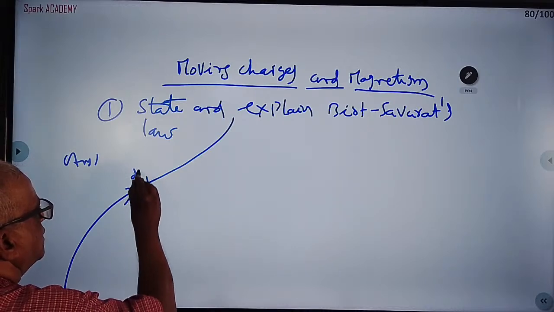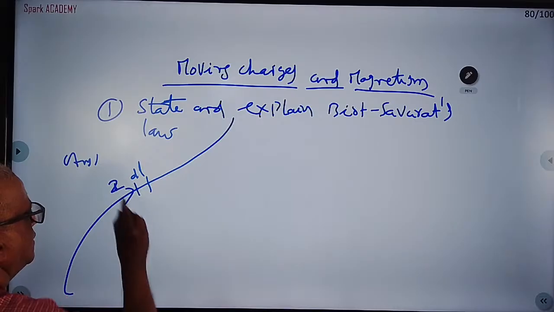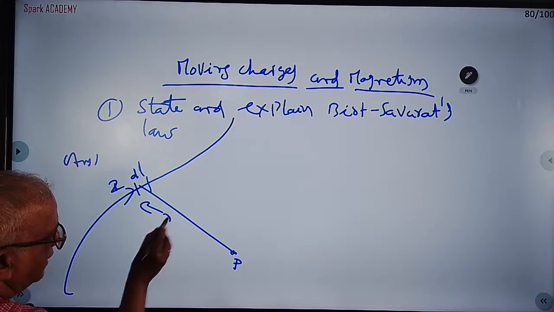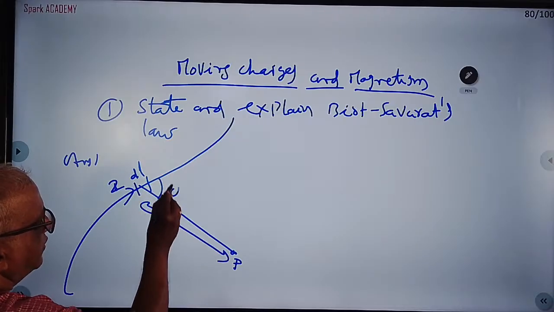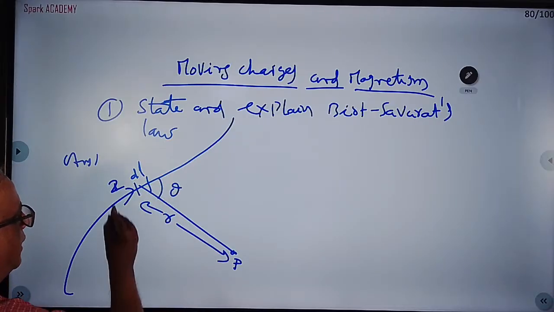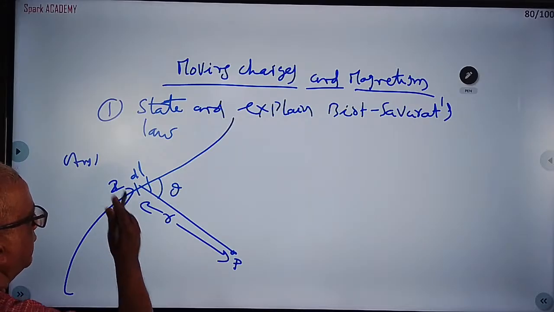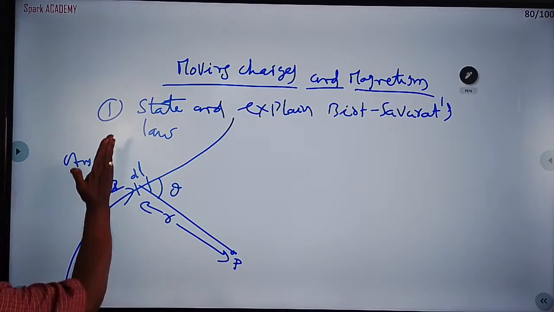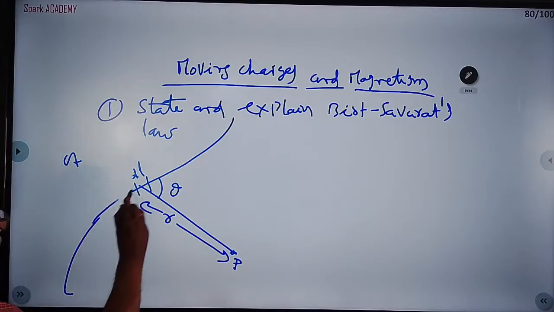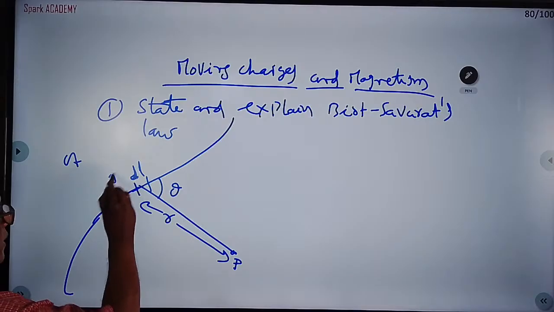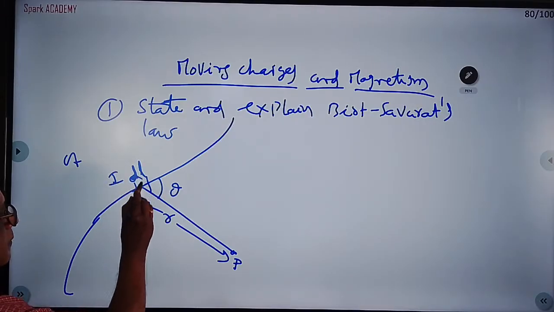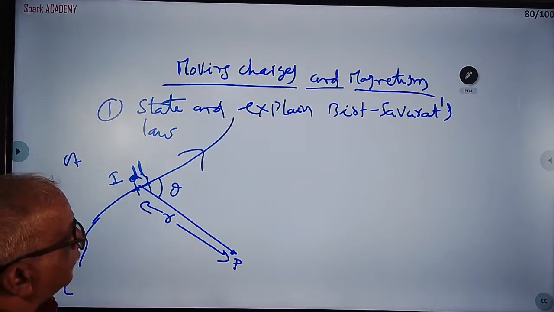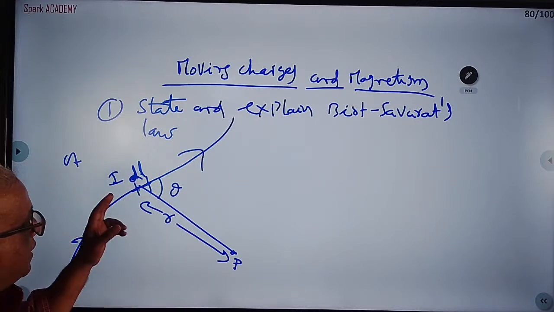Consider a current element dl. This is the current carried, and at a point P you select a point at a distance r. The angle between them is theta. I am taking the current element Idl, a small element dl, of a wire carrying current. So I am writing the law.